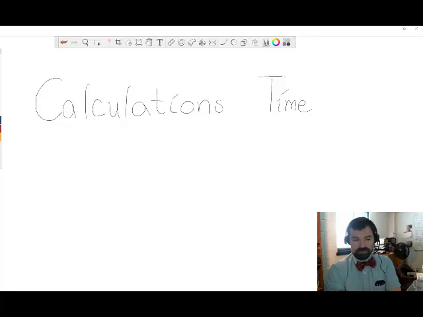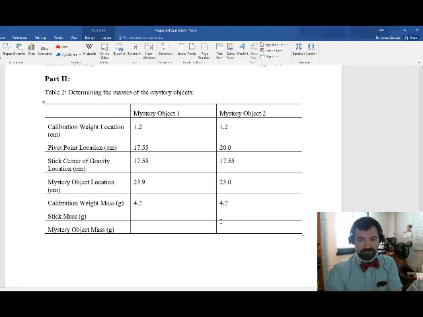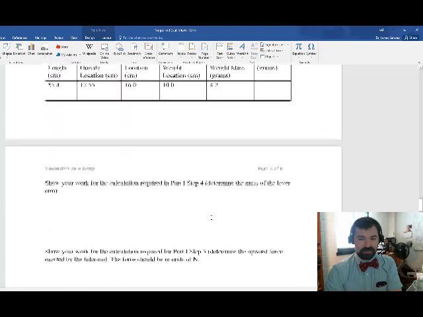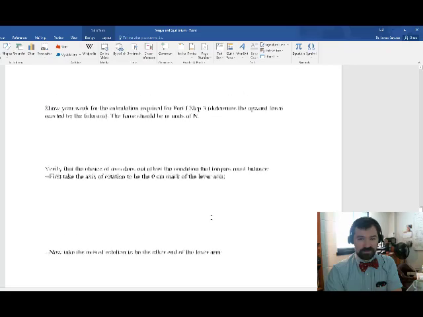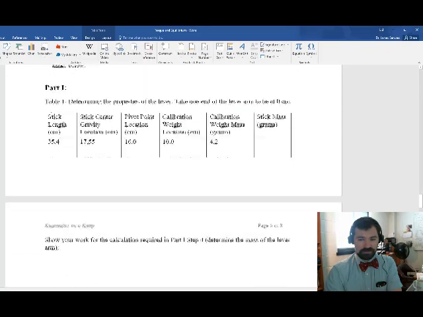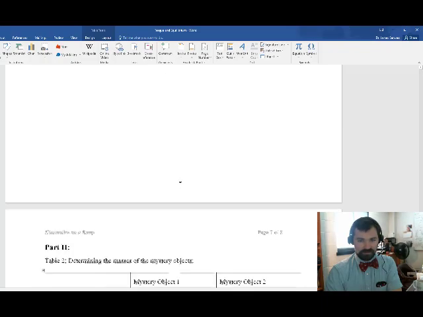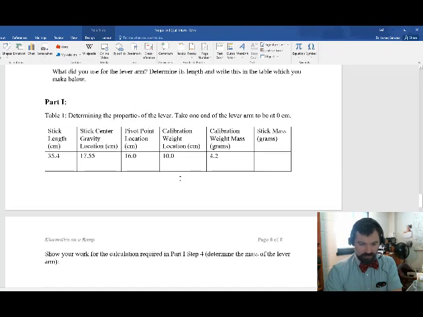Now that you've seen how to do the lab experiment, it's time to walk through how to do the calculations that go with this lab experiment. You have filled out your data table for both part 1 and part 2, and now you're left with questions like how to figure out the stick's mass and then how to figure out the mystery masses. Okay, so we'll begin with the stick mass itself.